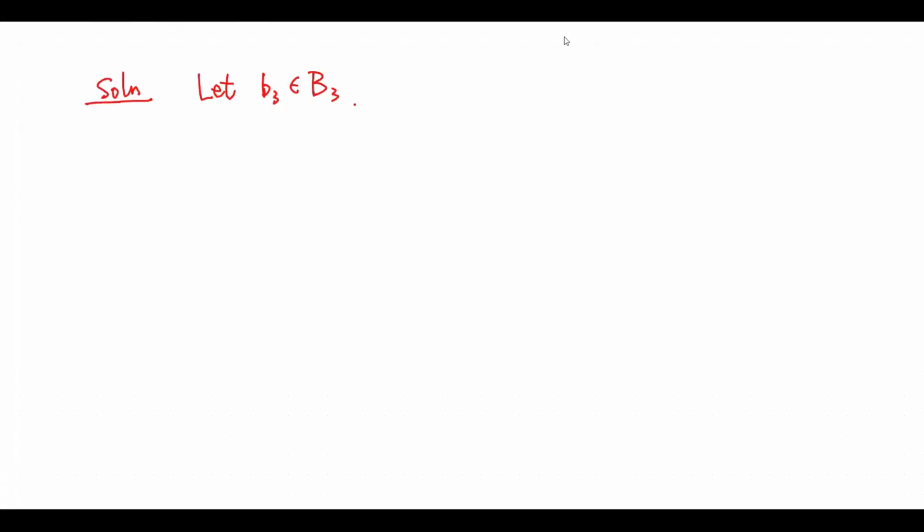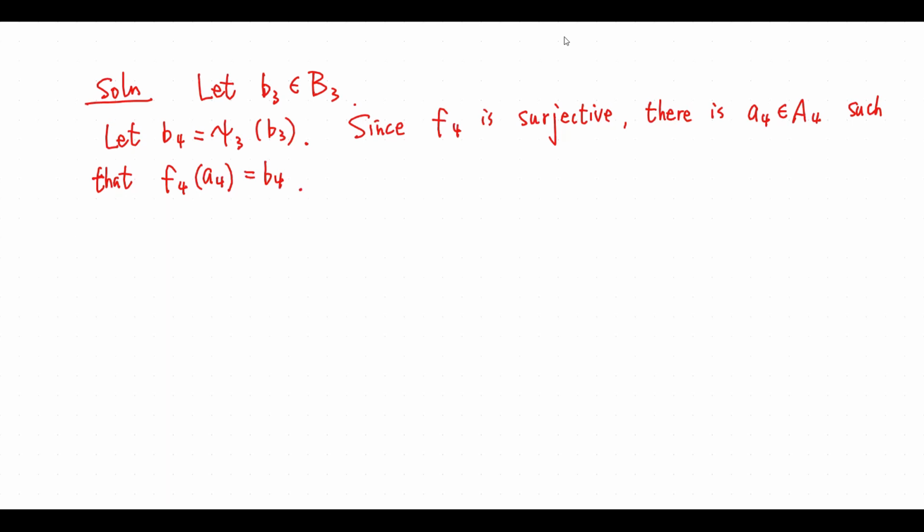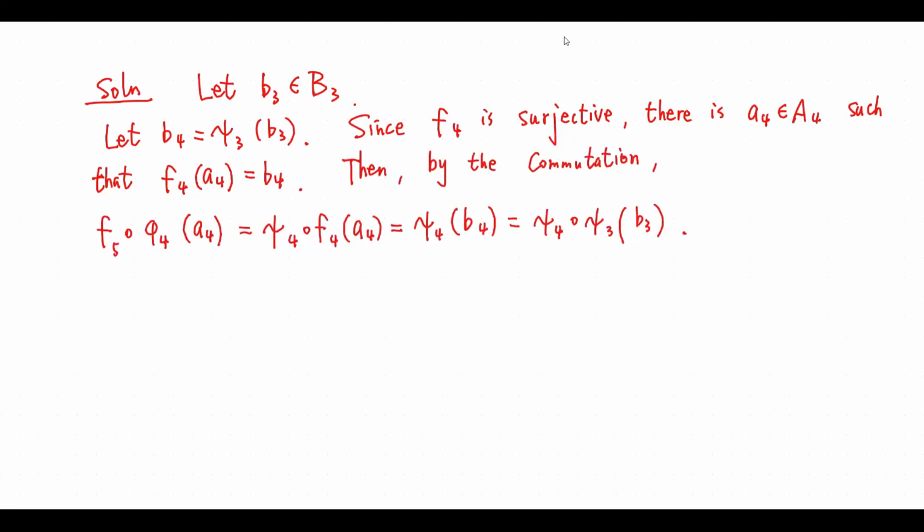Let B3 be an element in the group B3. Let B4 equal C3 B3. Since F4 is surjective, there is an element A4 in the group A4, such that F4 A4 equals B4. Then, by the commutation, F5 φ4 A4 equals C4 C3 B3. By the exactness, C4 C3 equals 0.